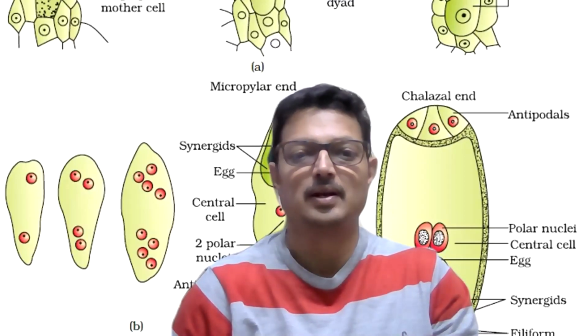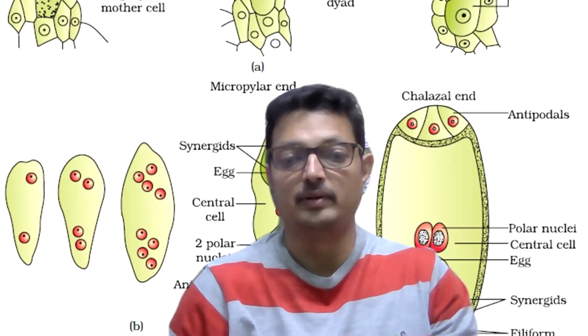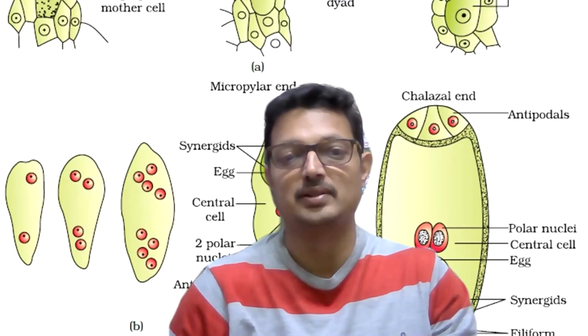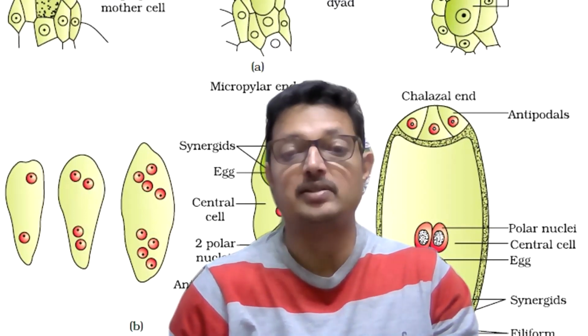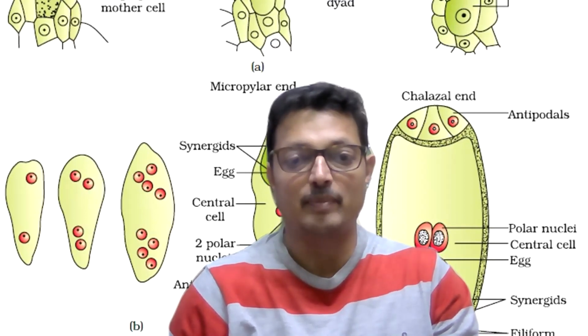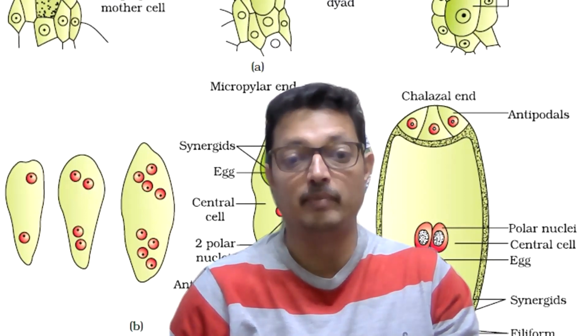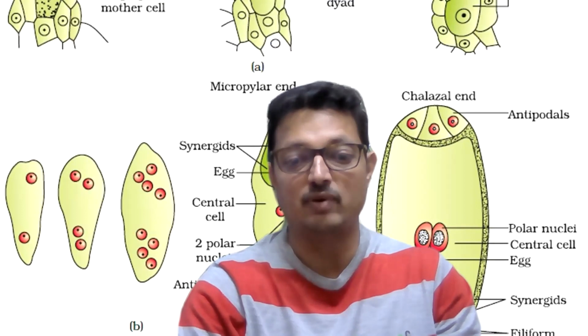Hello students. In the first lecture, we have seen structure of flower and microsporogenesis. It is very important in sexual reproduction that gamete formation takes place and that results in variation, because essentially in gamete formation, meiotic division is involved, whereby gametes are produced. Today, we'll be talking about megasporogenesis, how female gametophyte is formed.